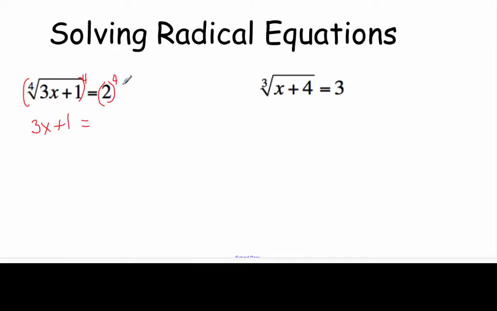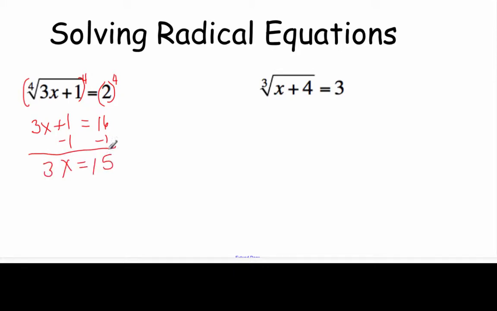Now I just have to take 2 to the fourth power. 2 times 2, that's going to be 4, times another 2, that's going to be 8, times another 2, that's going to be 16. So I end up with 16 out here. Solve it just like I would any other Algebra 1 problem. Relatively simple in the steps and procedure that's left.